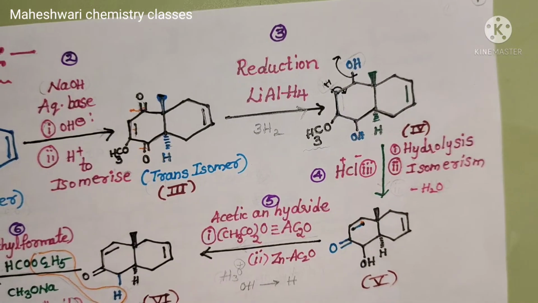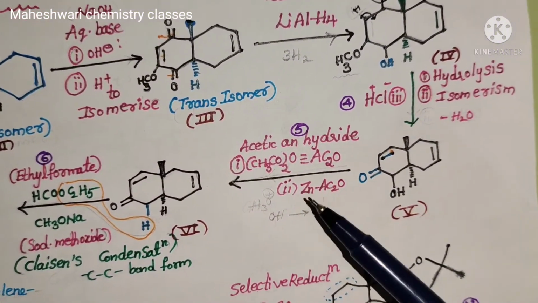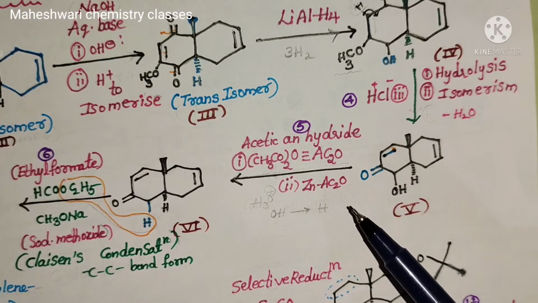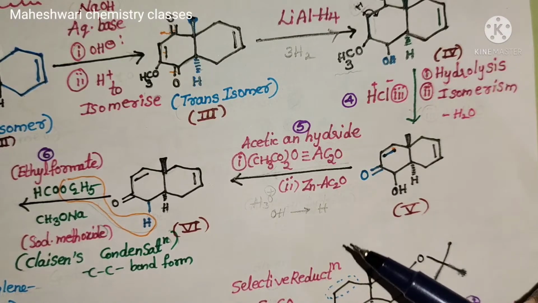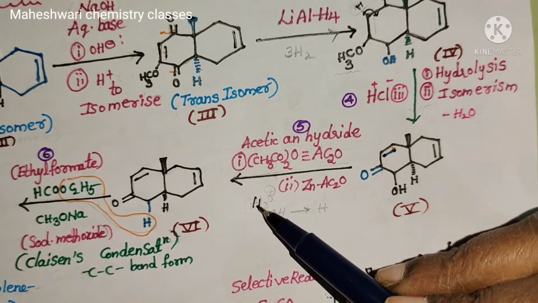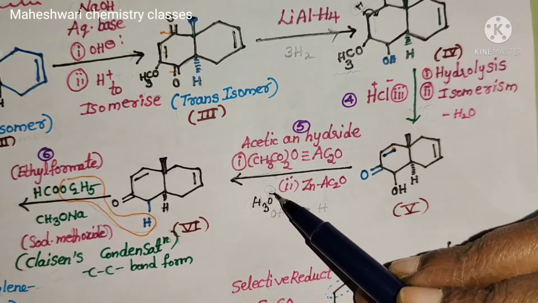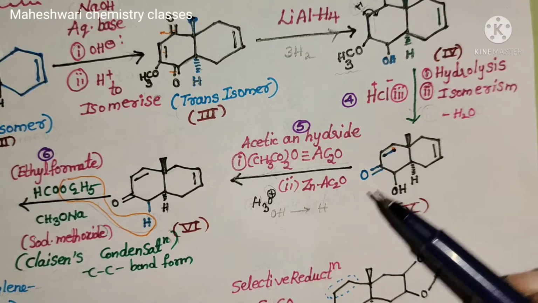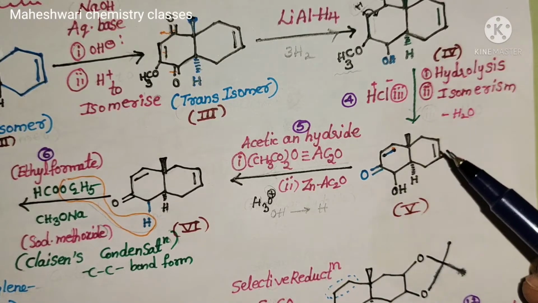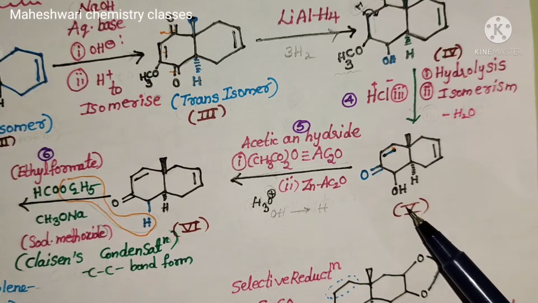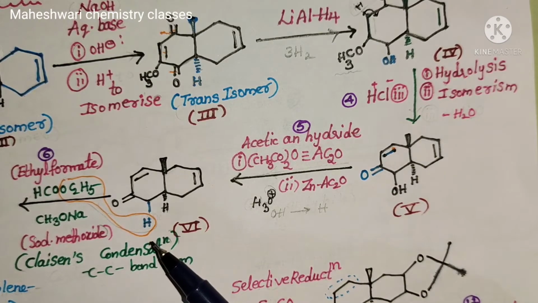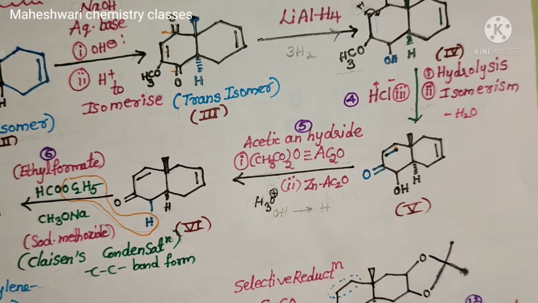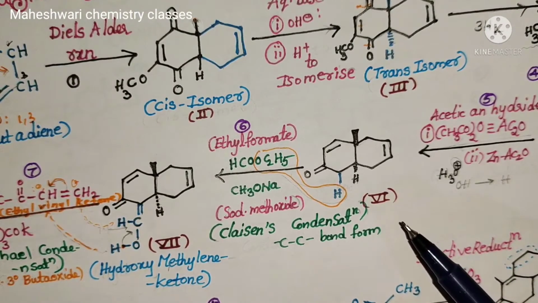This fifth product again reacts with acetic anhydride and zinc. In some books, hydrolysis is also there. Anyway, you have to remember directly acetic anhydride and zinc. At that time, this OH group is converted into H, the remaining stays the same. So this is our sixth product.